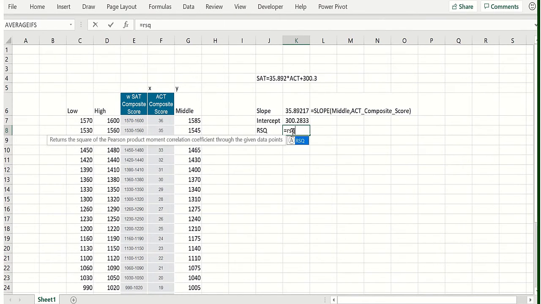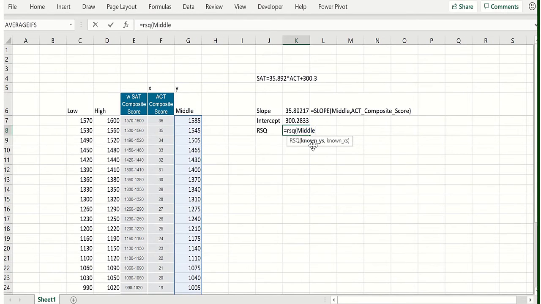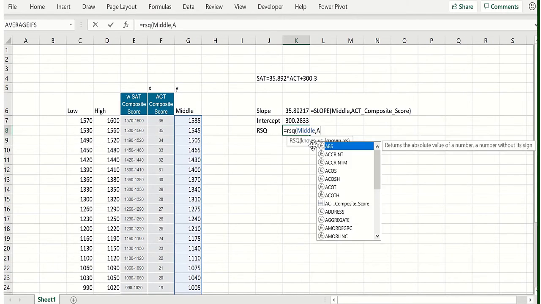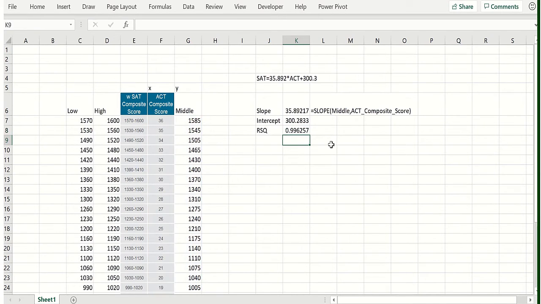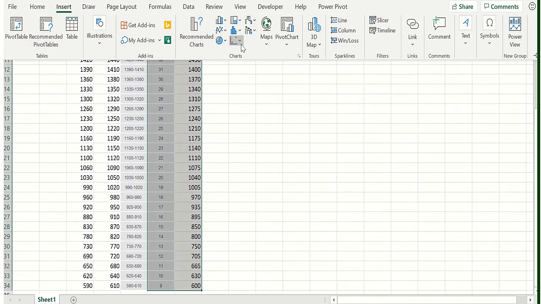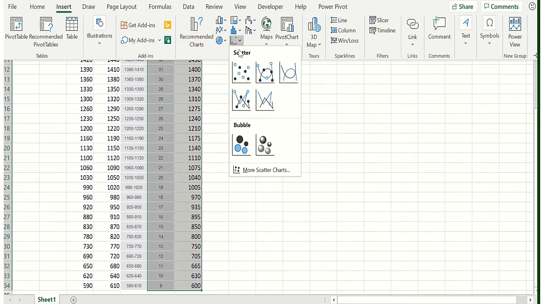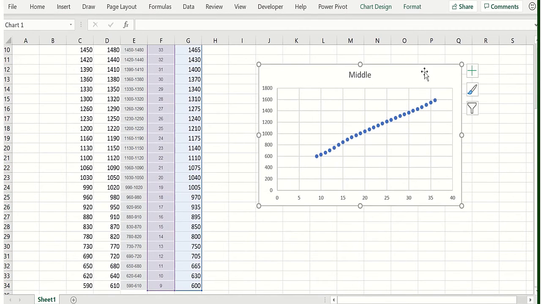Or we could do r-squared. Now y is going to be the middle. X is going to be the ACT composite score. Okay, r-squared is 0.996, so it's like a perfect fit. Now we could graph this if you want. So we would do insert, scatter, get it the same way. That's pretty much a perfect straight line there.